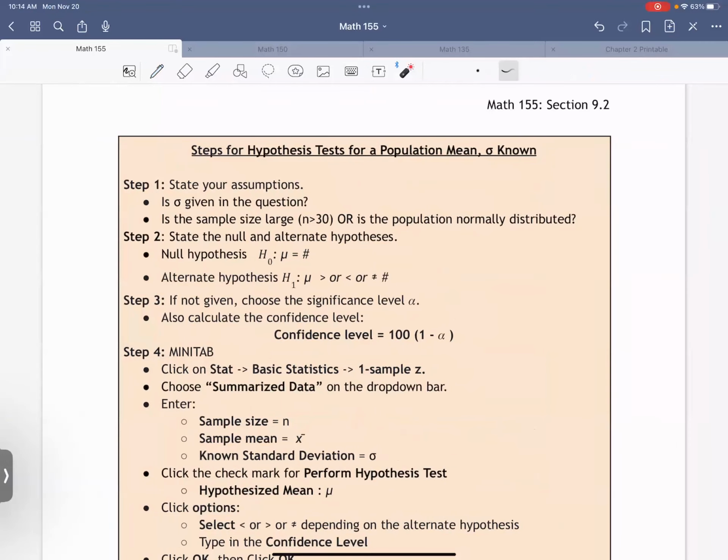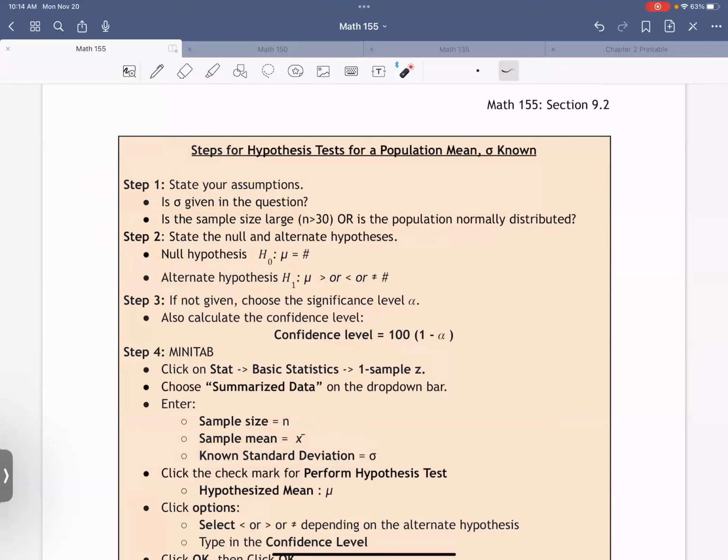So we have steps for hypothesis testing. Step 1 is to state your assumptions. Since the central limit theorem has something to do with this whole p-value thing, we have to determine if the sample size is large, and if that's not true, if the population is normally distributed. That's just our normal given thing. The other question is if sigma is given to us. The reason I'm asking is because in the next section, sigma is not going to be given to us, so we're going to do something different, just like confidence intervals.